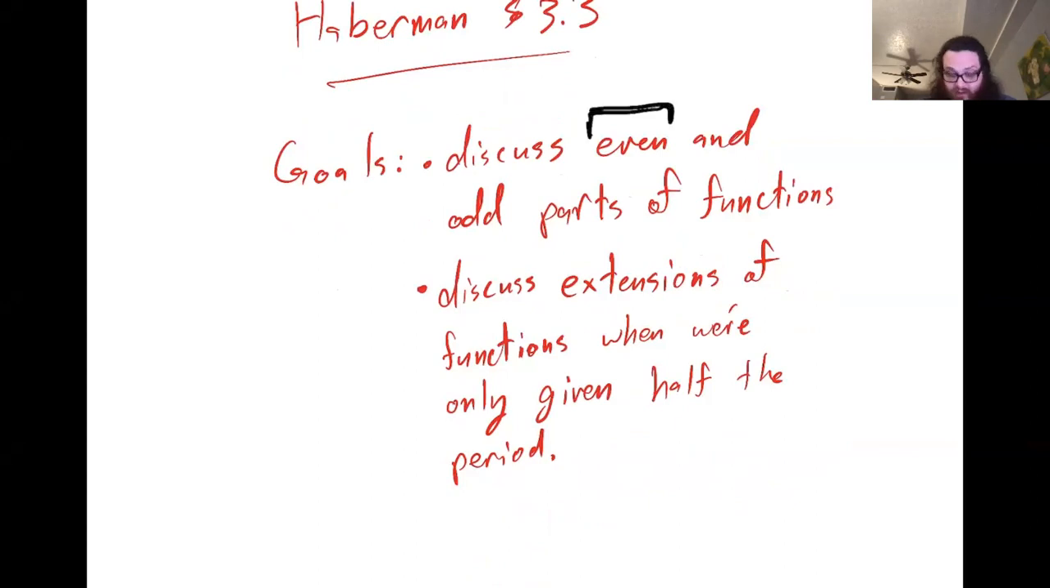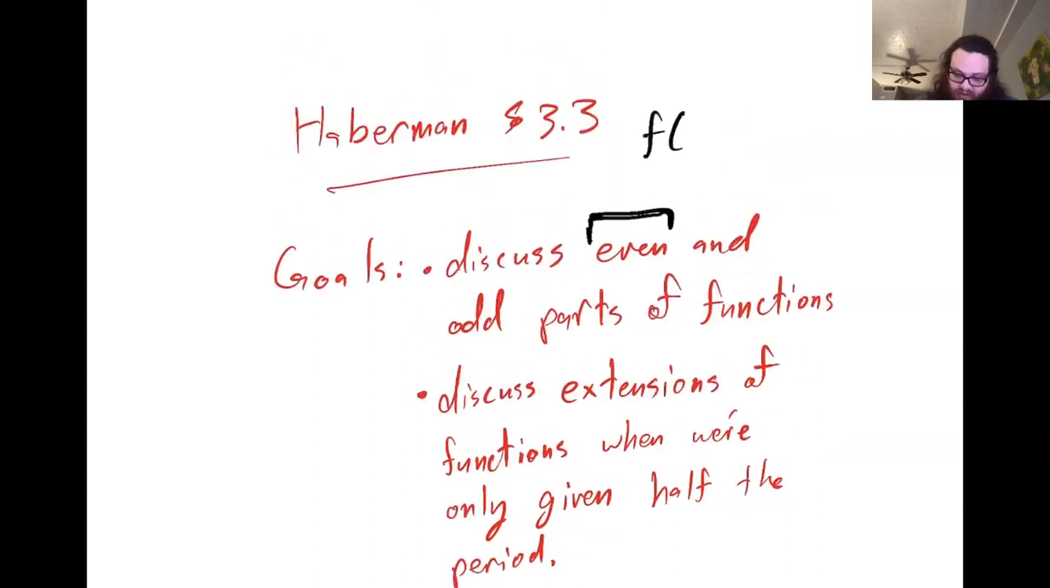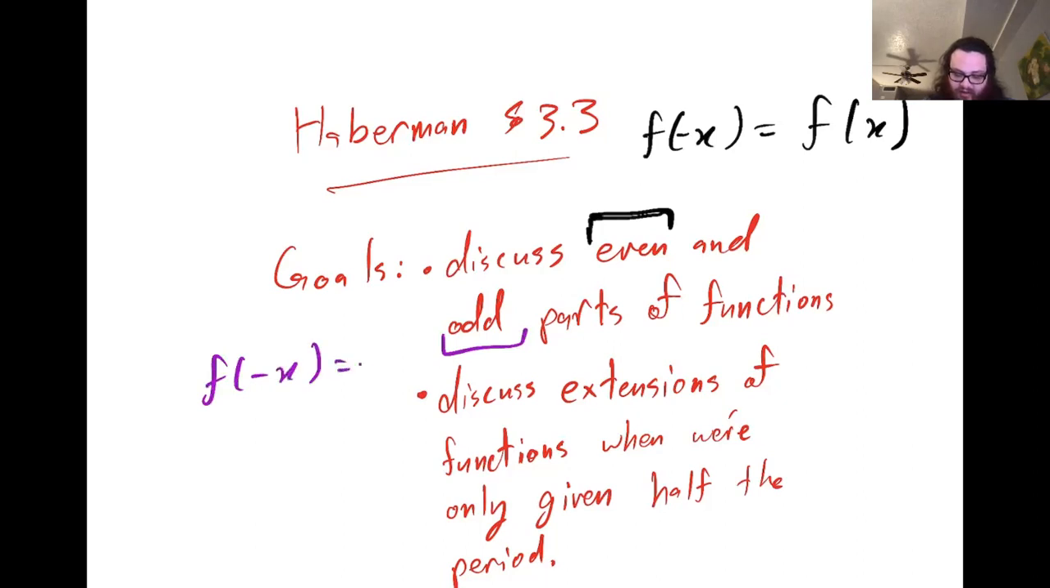For an even function, these are functions that satisfy f of minus x is equal to f of x. Like cosine, it's an even function. Whereas for an odd function, these are functions that satisfy f of minus x is equal to minus f of x. Okay.